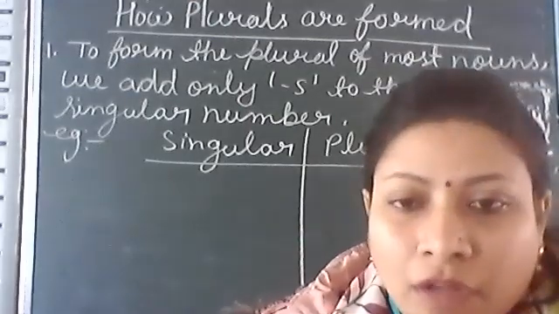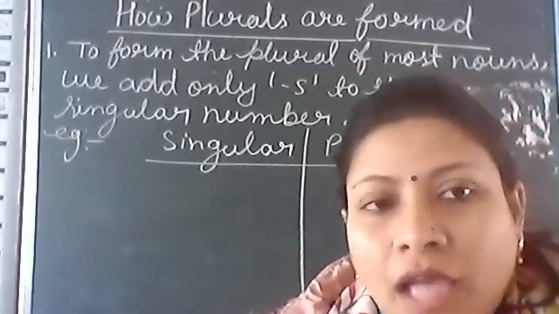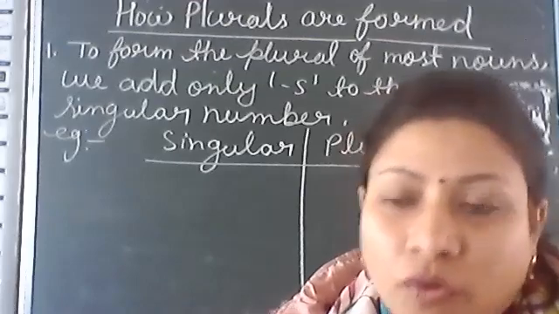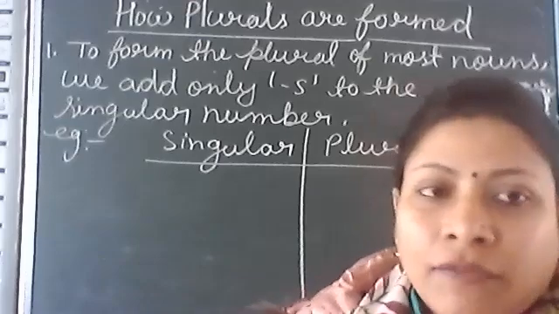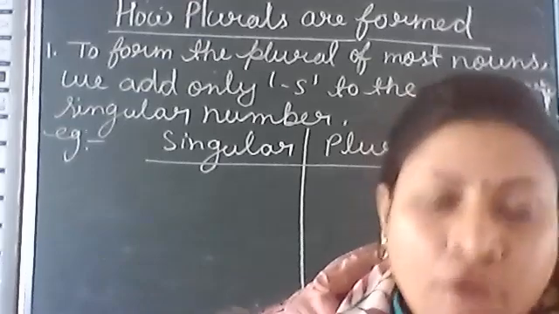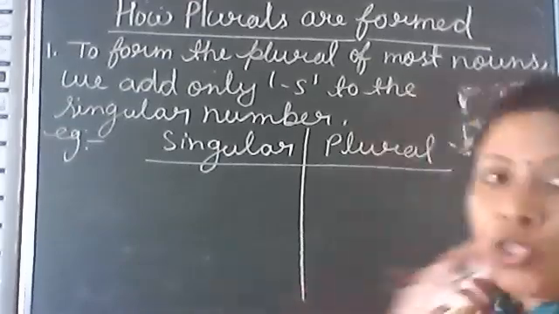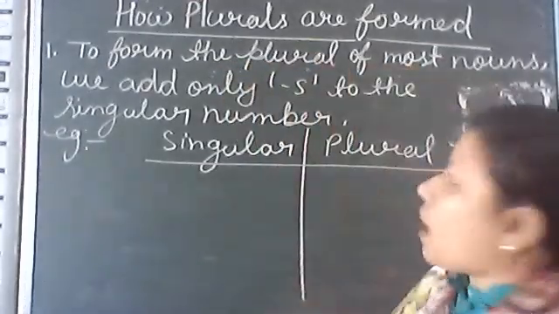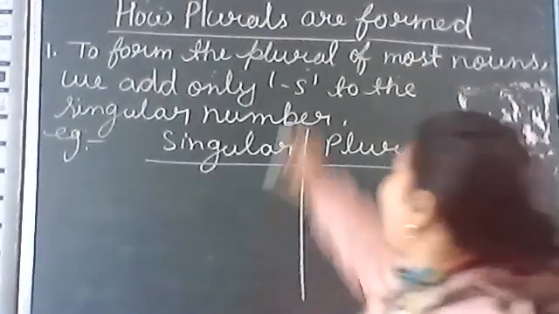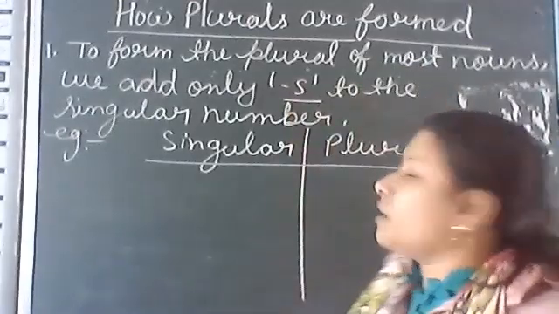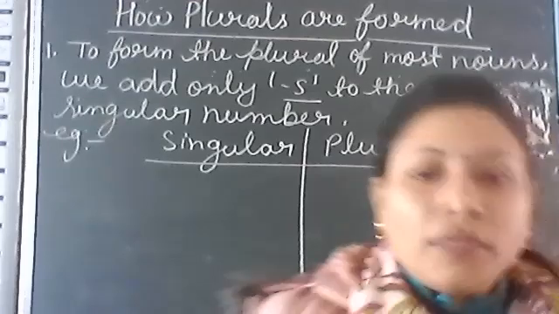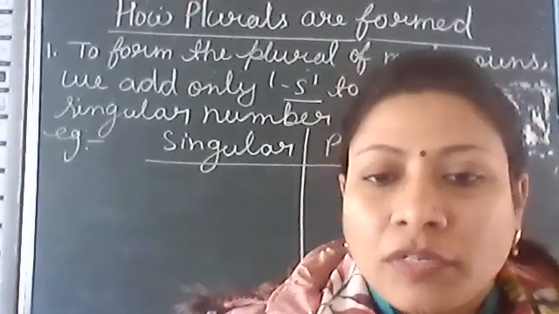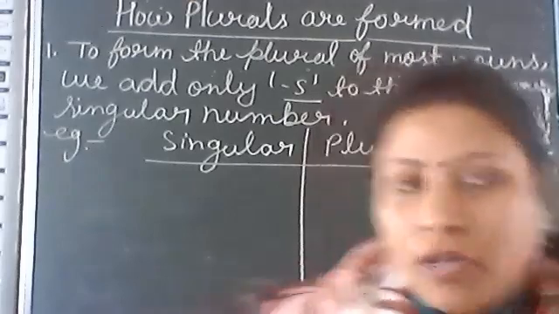Today we have singular and plural number, noun number. We are reading noun number, and today we have how plurals are formed. So we have so many points. First point: to form the plural of most nouns, we add s to the singular number. Most nouns take s to turn into plural.